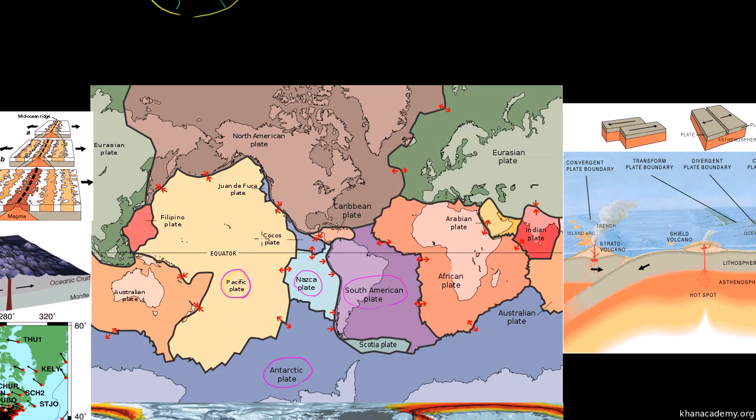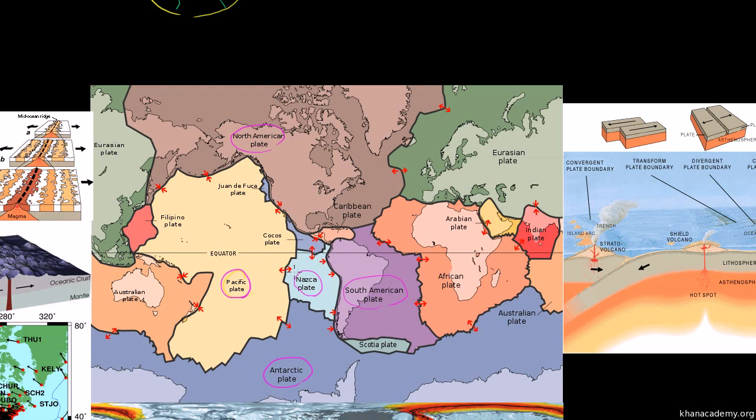Obviously, whenever you do a projection onto two dimensions of the surface of a sphere, the stuff at the bottom and the top looks much bigger than it actually is. Antarctica isn't this big relative to, say, North America or South America. It's just that we've had to stretch it out to fill up the rectangle. But that's the Antarctic plate, North American plate. And you can see that they're actually moving relative to each other, and that's what these arrows are depicting.